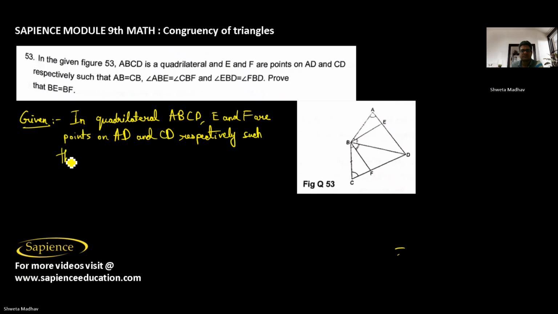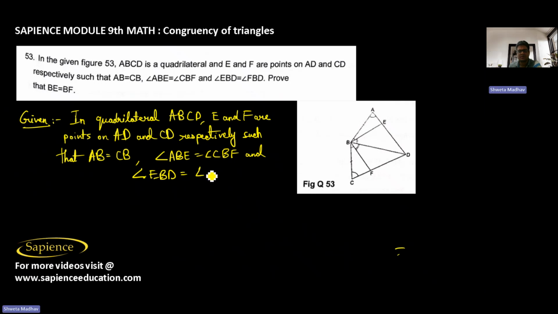such that AB equals CB, and angle ABE equals angle CBF, and angle EBD is equal to angle FBD. We have to prove that BE equals BF.